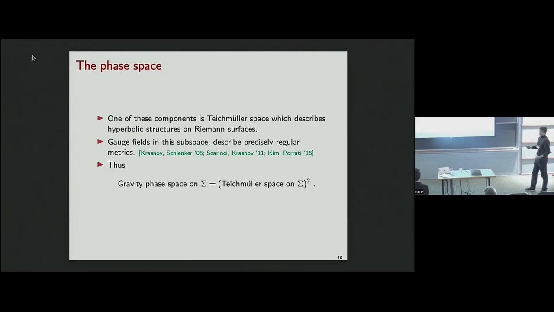Now it's a non-trivial theorem that you can prove that if you start in this Teichmueller component, so both gauge fields need to be in the Teichmueller component, and you solve for the 3D metric, then you get precisely a regular metric. And that leads to the proposal that you can find in the literature, that the gravity phase space on the initial value surface sigma consists of 2 copies of Teichmueller space, which again is a subspace of what you would get in SL2R Chern-Simons theory, but it's a closed subset.